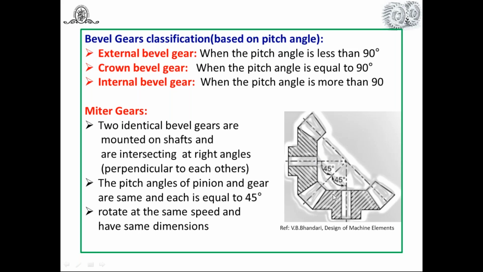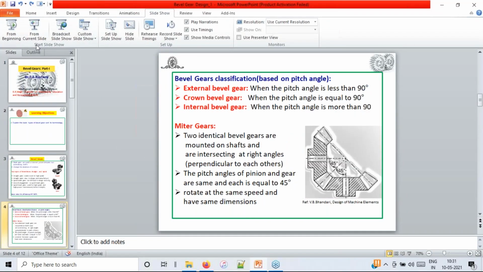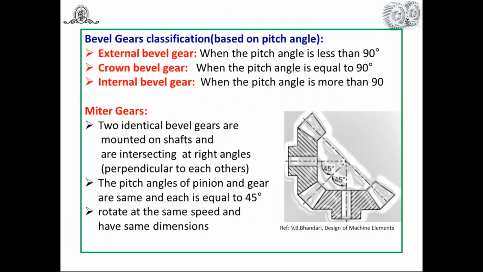Again here, in a miter gear, the pitch angle for both, the pinion as well as the gear, is 45. They rotate at the same speed and in the same direction, and they are just used to transmit power at 90 degrees. Try to understand, this is about the pitch angle and the miter gear.